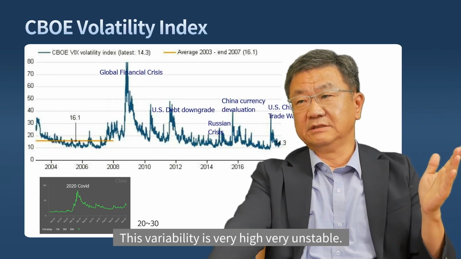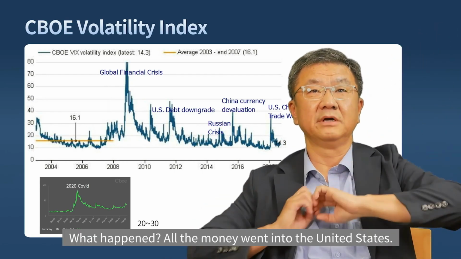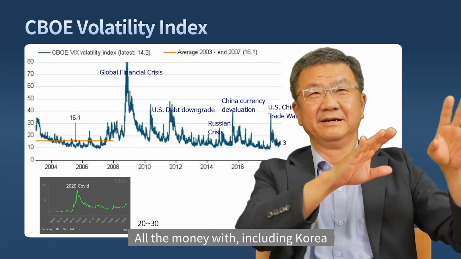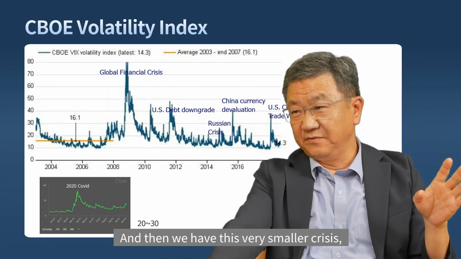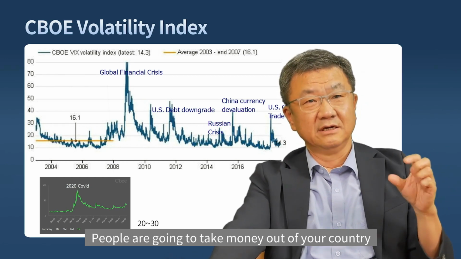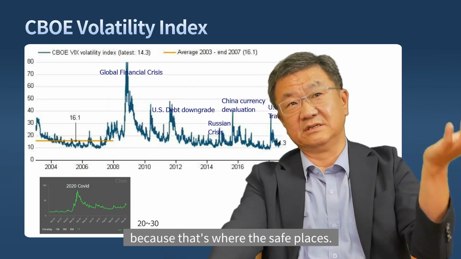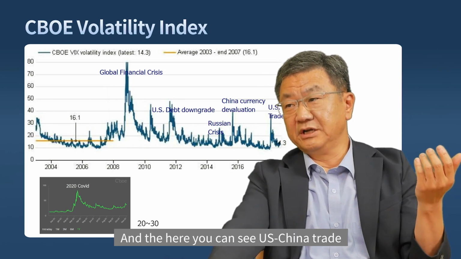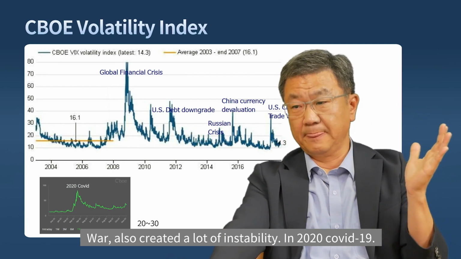How about the global financial crisis? Volatility is very high, very unstable. What happens? All the money went into the United States. All the money, including from Korea, even went to the United States. And then we have these various smaller crises, right? Whenever you have a crisis, people are going to take money out of your country and bring it back to the United States, because that's where the safe place is. And here you can see the US-China trade war also created a lot of instability, right?